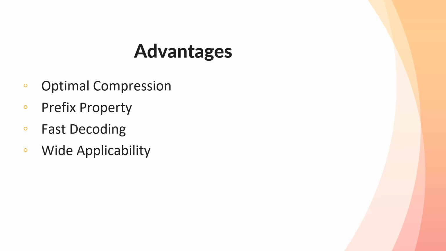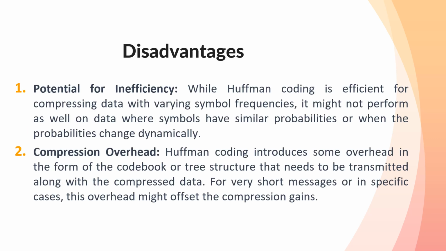It is a fast decoding technique and it finds wide applicability because of its good efficiency, simplicity and adaptability. At the same time, it has the drawback of potential for inefficiency in certain cases. Huffman coding is efficient for compressing data with varying symbol frequencies. It might not perform as well on data where symbols have similar probabilities, or when the probabilities change dynamically. In that case, it is not performing efficiently.